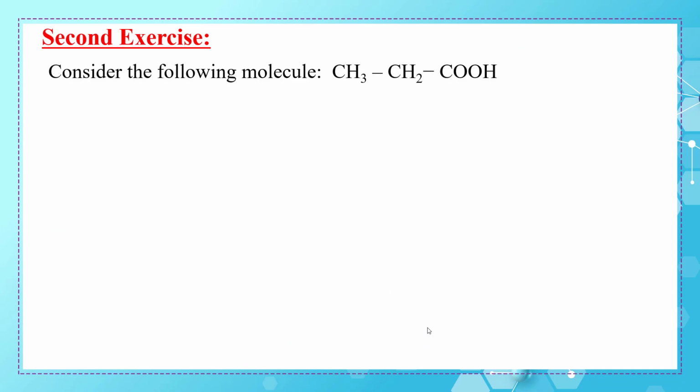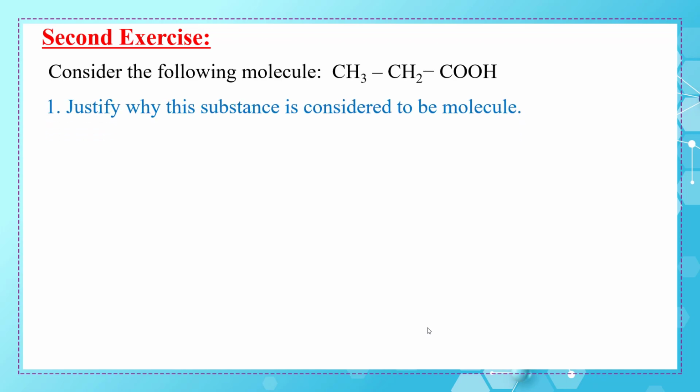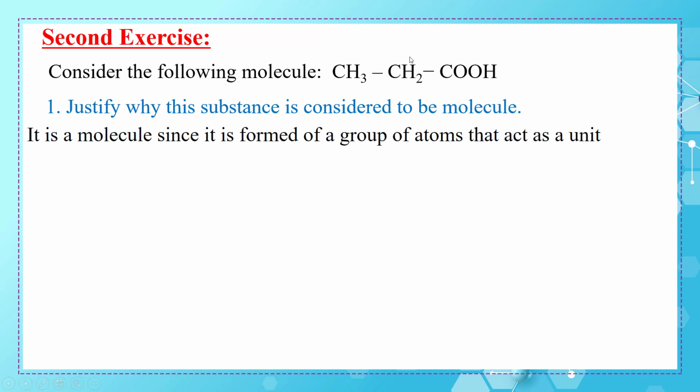Consider the following molecule, CH3CH2COOH. Justify why this substance is considered to be a molecule. Think, guys, why? What is the definition of a molecule? We have said that a molecule is a neutral group of atoms. Look here, how many atoms do I have? It is a group that acts as a unit. Look at this formula, it is acting as a unit. So in the answer we say that it is a molecule since it is formed of a group of atoms that act as a unit.